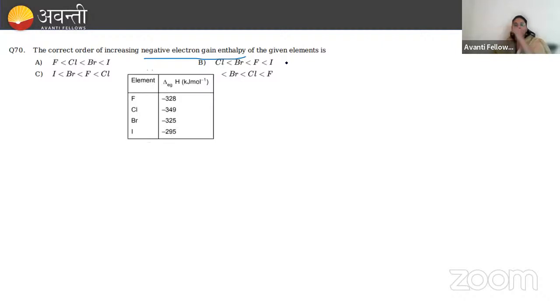So I have provided you a chart. See here, fluorine, chlorine, bromine, iodine. The negative electron gain enthalpy for each of the elements is like this way: 328, 349, 325, and 295. So you can observe here which is having the greatest negative electron gain enthalpy. Yes.